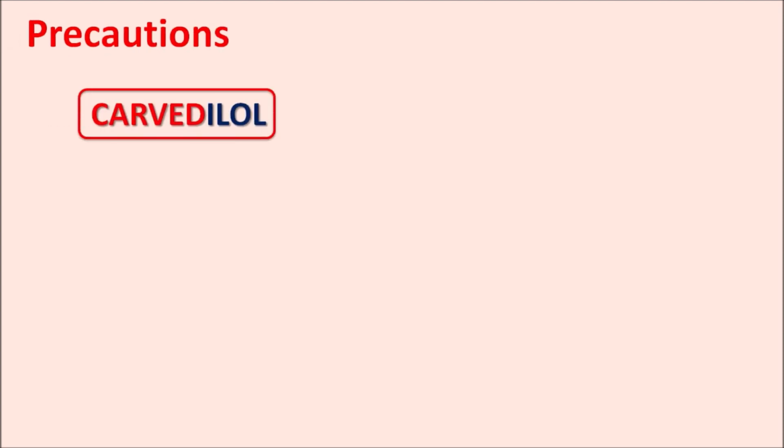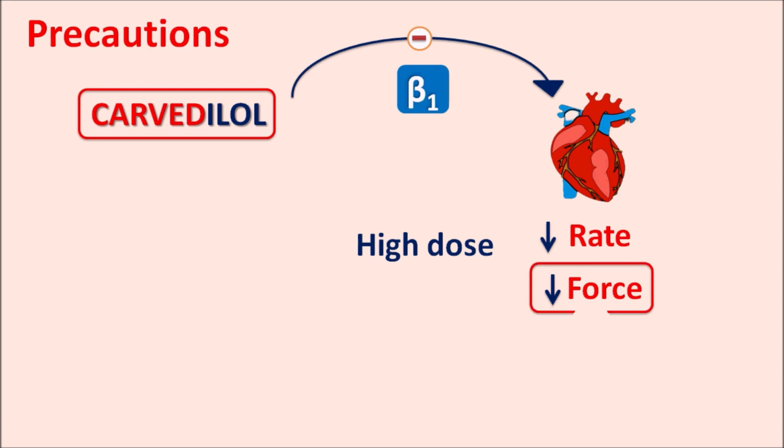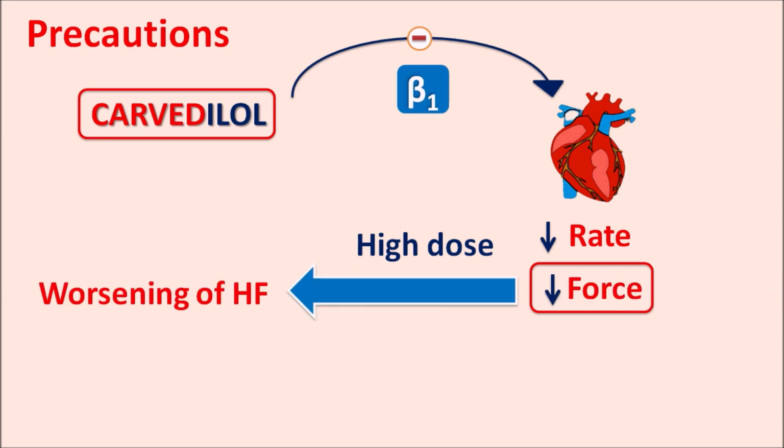This drug carvedilol acts through the beta-1 receptors, so it can inhibit the sympathetic activity on the heart. As sympathetic activity is reduced, it can reduce the rate of contraction as well as the force of contraction. But when this drug is used at a high dose, it can produce a more pronounced effect on the force of contraction. So when the force of contraction is significantly reduced, it can worsen heart failure, and fluids are retained because of reduced force of contraction and reduced capillary permeability.